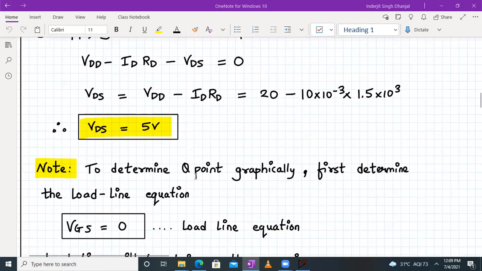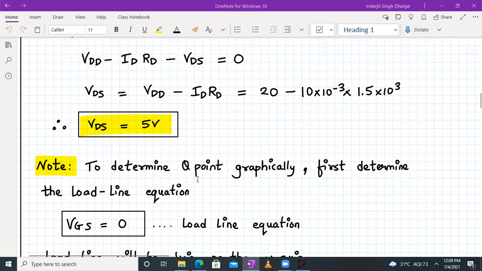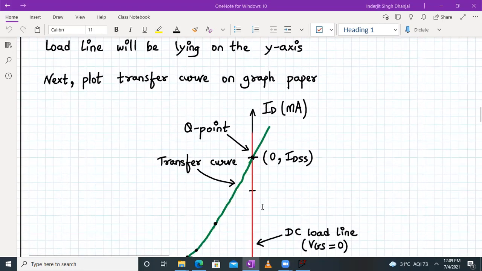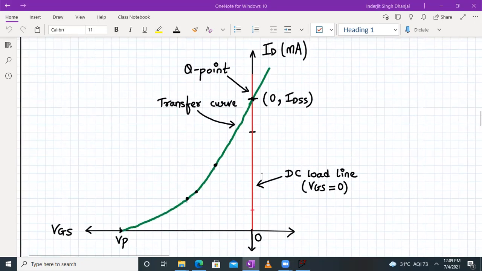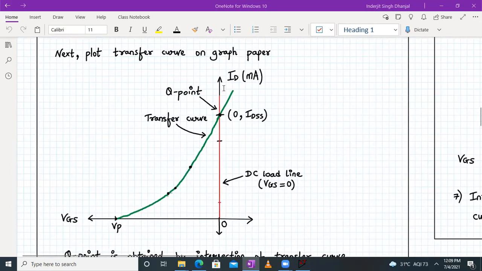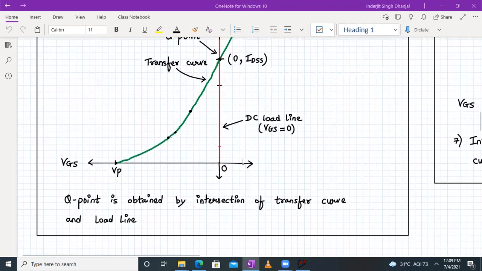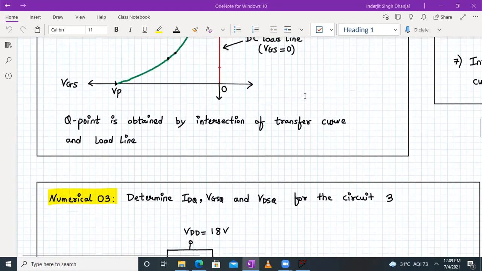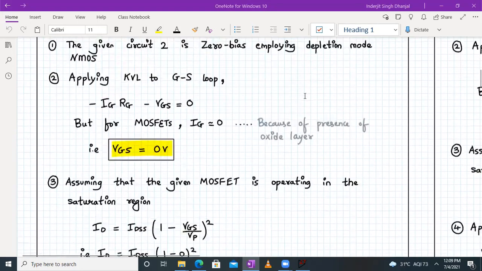Now, let's say we want to determine the Q point graphically. First we determine the load line equation, which is given by VGS equal to 0. So your load line will be lying on the y-axis over here, the red color line. Then we draw the transfer curve, which is the green color curve. Whenever the transfer curve intersects the DC load line, we have the Q point. The intersection over here is 0 comma IDSS. This is how we obtain the Q point for a zero bias circuit employing the depletion MOSFET. Now, let us go to the next numerical.